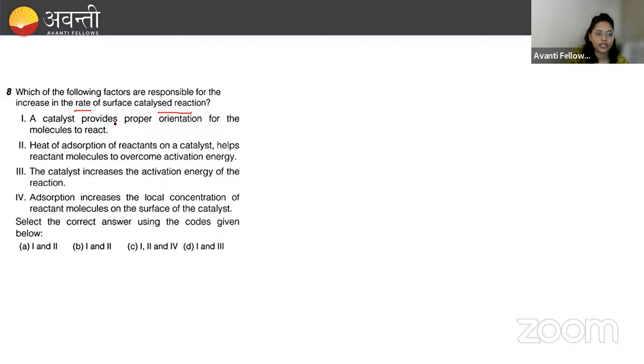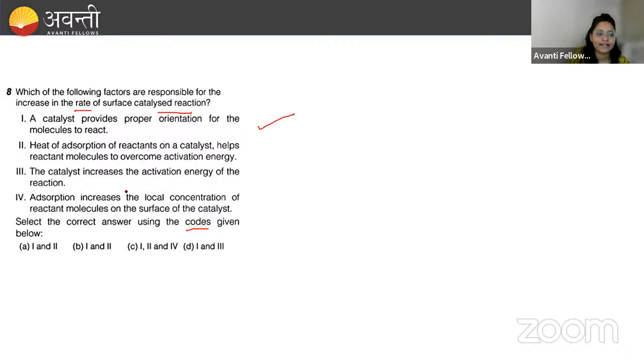Catalyst provides proper orientation. Heat of adsorption of reactants on catalyst help reactant molecules to overcome activation energy. Catalyst increases the activation energy of the reaction, and adsorption increases the local concentration of reactant molecules on the surface of the catalyst. Select the codes. Okay, 4 स्टेटमेंट दिए हुए हैं, उनमें से कौन कौन से स्टेटमेंट ट्रू है?